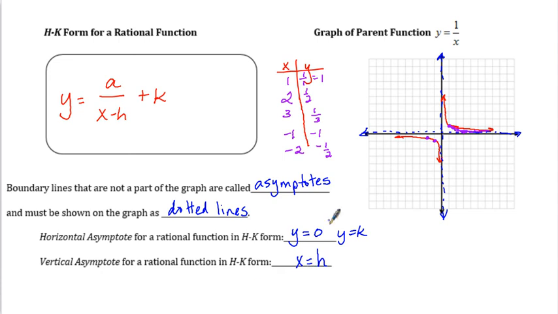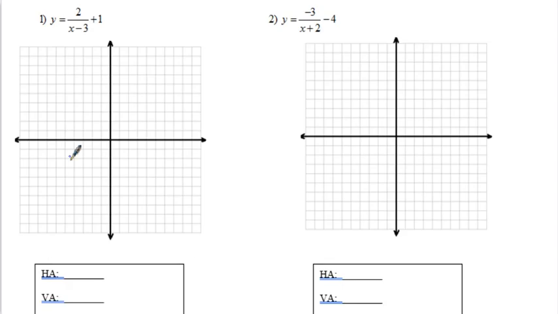So let's see this play out on something other than the parent graph. Let's do some shifting of these graphs. So let's take a look here. y equals 2, so now a is 2, over x minus 3 plus 1. So now we have a shifting. And the things that shifted here are not necessarily, you remember with the parabola, you had something like this, and when you shifted h and k, it was this center point that shifted left and right.